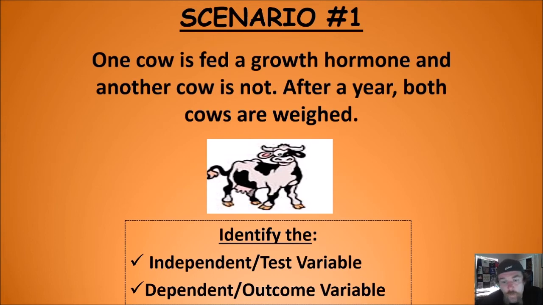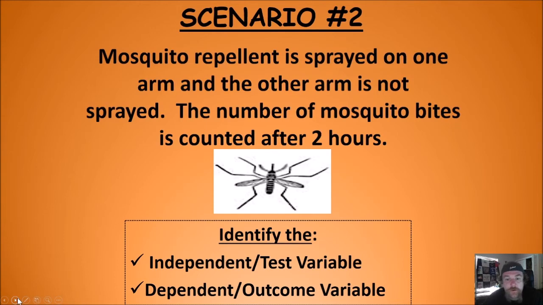Scenario number 1. One cow is fed a growth hormone and another cow is not. After a year, both of them are weighed. Now pause. Scenario number 2. Mosquito repellent is sprayed on one arm and the other arm is not sprayed. The number of mosquito bites is counted after 2 hours. What is the independent and what is the dependent variable?